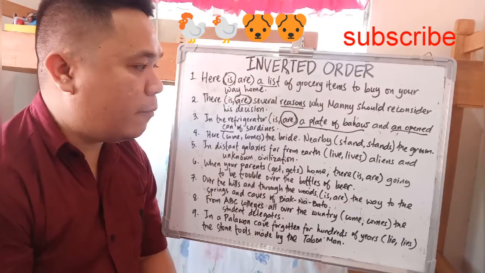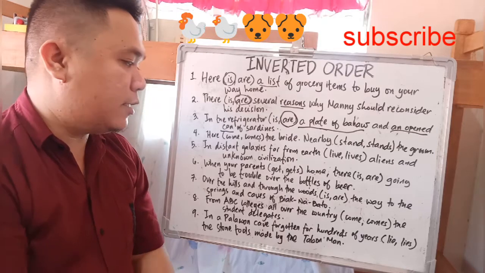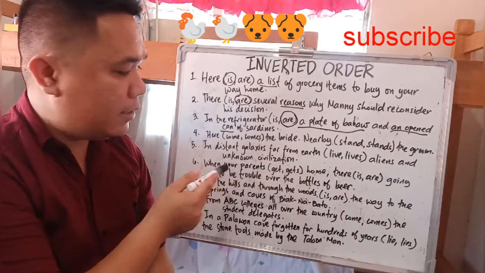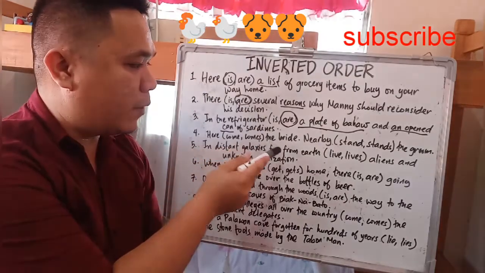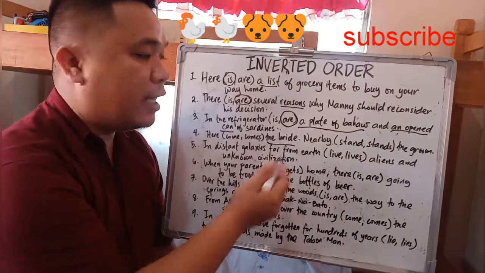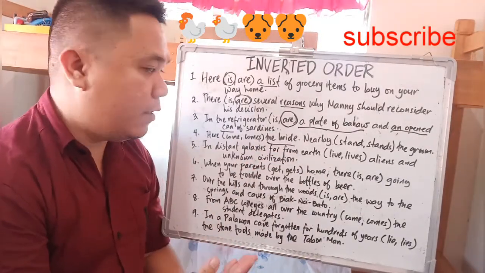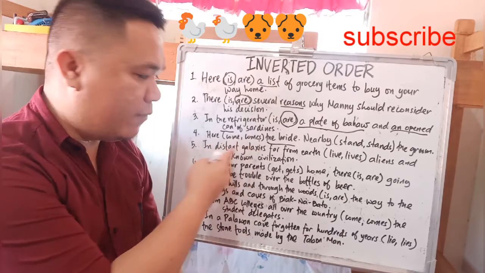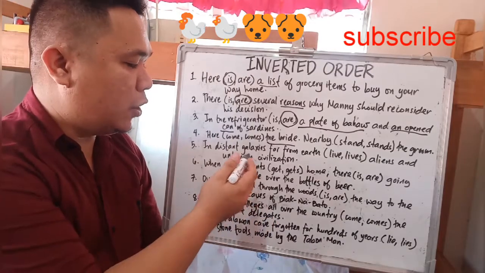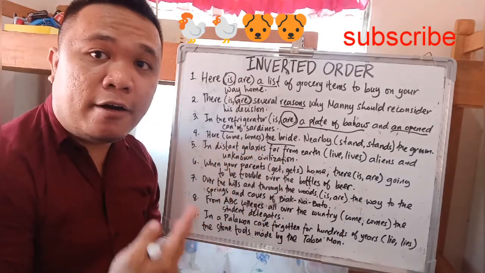Okay? Next, number 4. Here comes the bride. Nearby stands the groom. Here is an adverb of place. So, comes the bride. The word bride is our subject, and it is singular and requires a singular verb. Now, this is not an auxiliary verb. Comes is actually our main verb. So, comes, singular subject requires a singular verb.